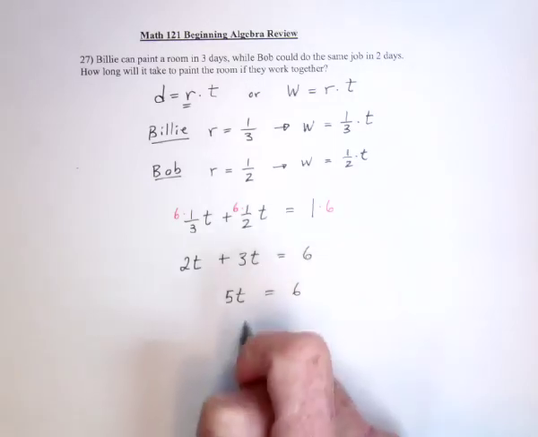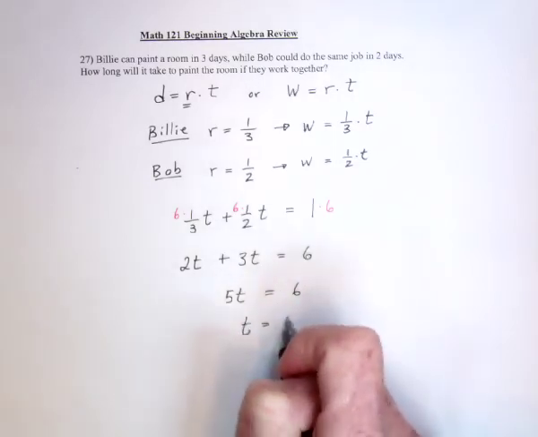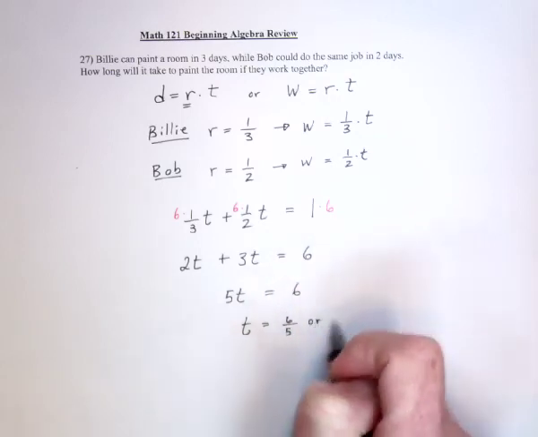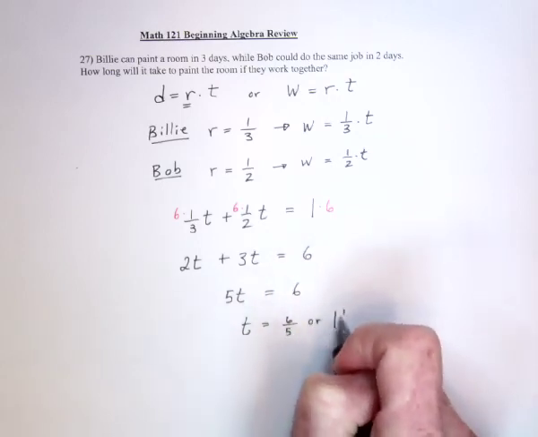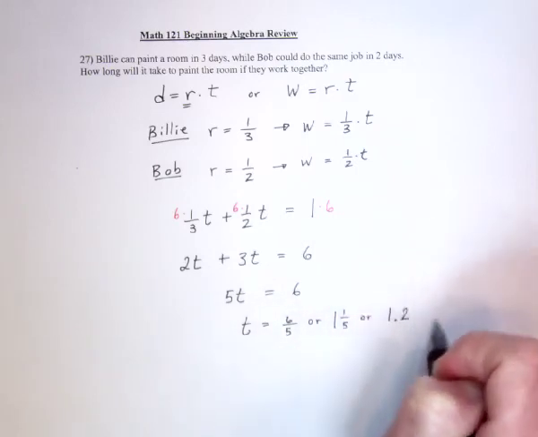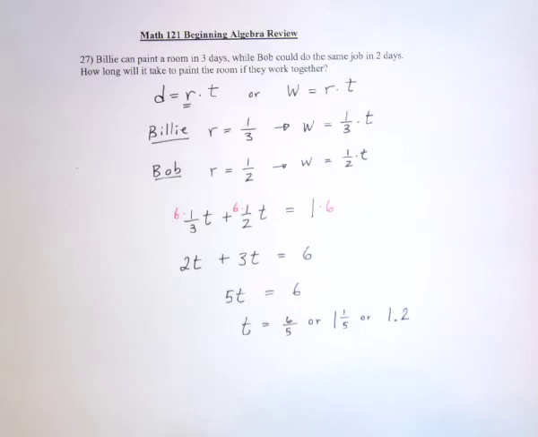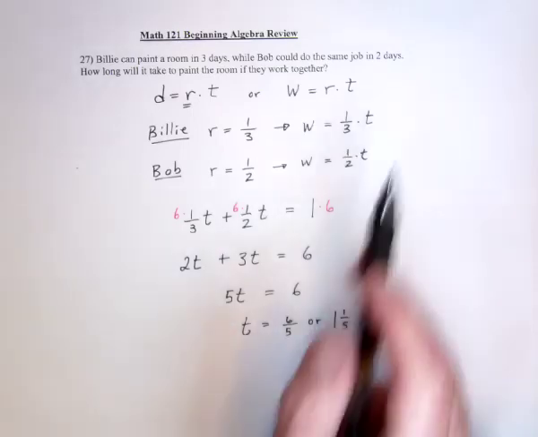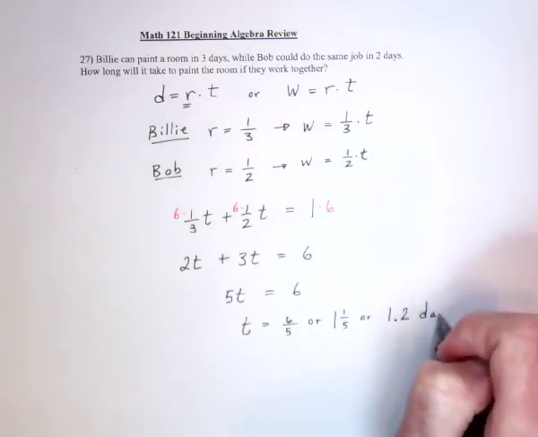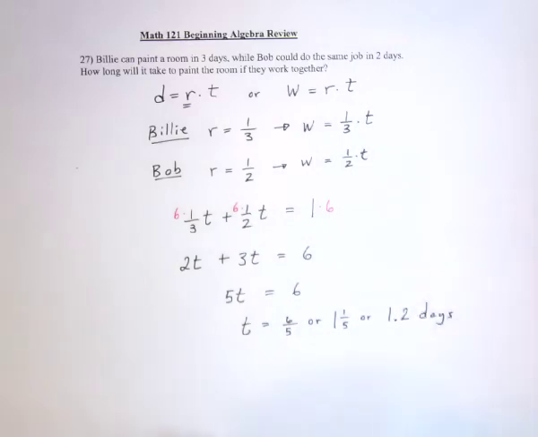Next, divide. t is equal to 6/5, or this would be 1 1/5, or it would be 1.2 in decimal form. So let's see, what are the units? We solve for t, so that's time. In this problem, the time is given in days, so that means that it would be 1.2 days.